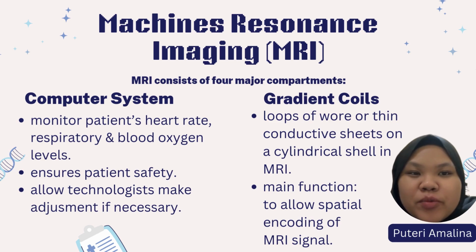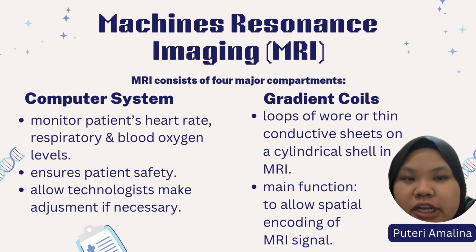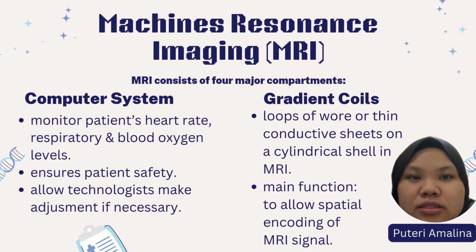The function of the computer system is to monitor the patient's heart rate, respiration, and blood oxygen levels. It also ensures the patient's safety and allows technologists to make adjustments when necessary. The last one is the gradient loops. Gradient loops are loops of wire or thin conductive sheets on a cylindrical shell in the MRI. The main function of gradient loops is to allow spatial encoding of MRI signals.